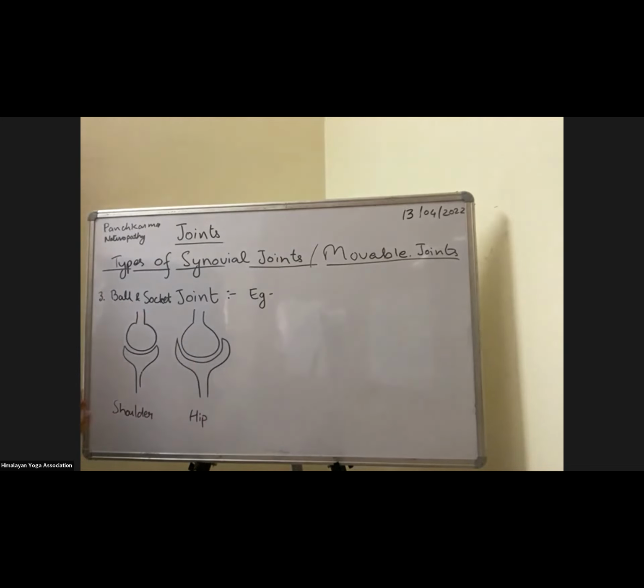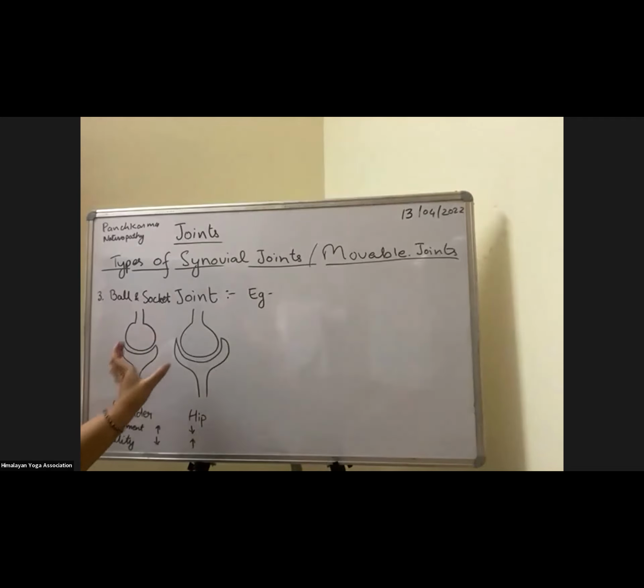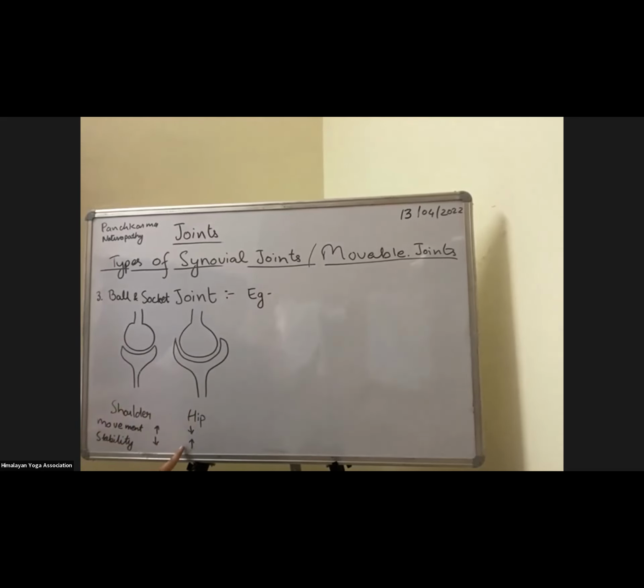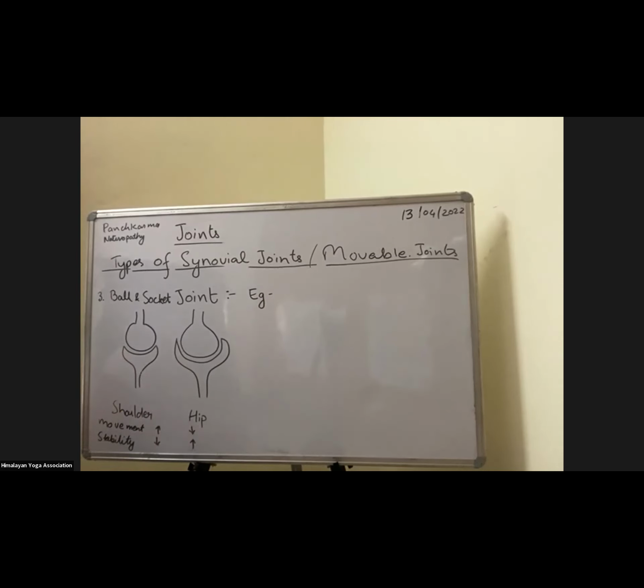Yes. So because of this, the shoulder also has less stability. Movement is higher in shoulder, lower in hip, and stability is lesser in shoulder and higher in hip. Okay, so because of this anatomy, because this socket is smaller here, it has more movement, but because of that, it has less stability. While it's opposite in hip, there is less movement as compared to shoulder, but more stability as compared to the shoulder joint.